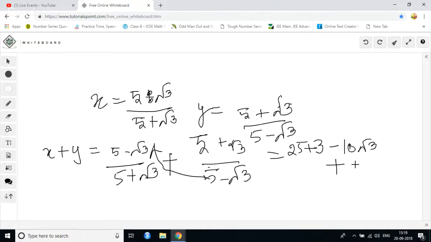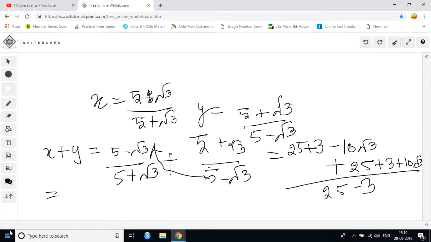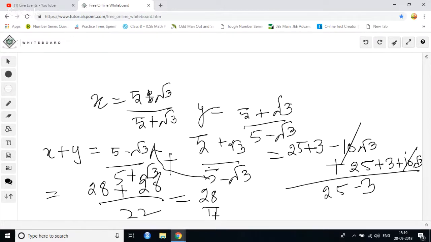And on the other side, you get 25 plus 3 plus 10 root 3 divided by 25 minus 3. So how much would it be? 10 root 3, 10 root 3 gone. So you get 28 plus 28 divided by 22, which is equal to 28 divided by 11.